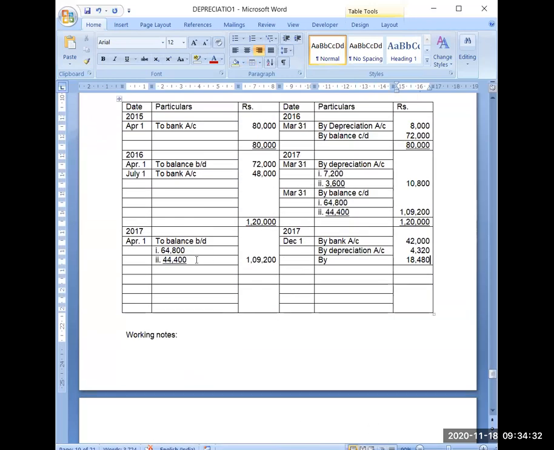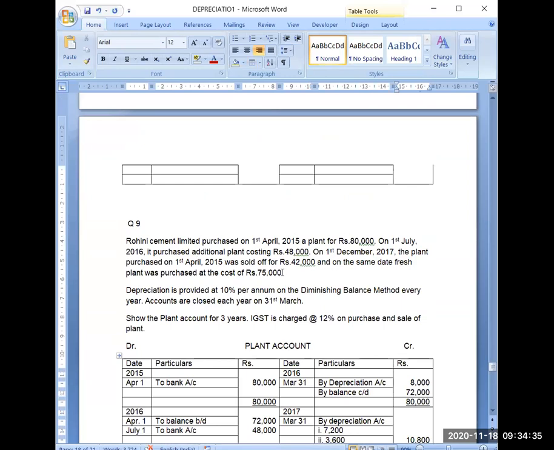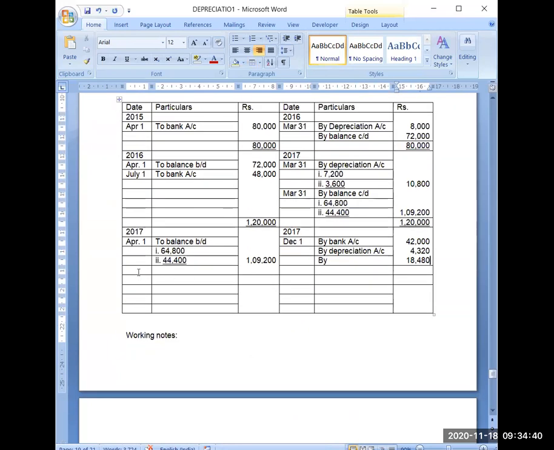Now we have done one more transaction in this year, and on the same date fresh plant was purchased at the cost of rupees 75,000. So we will record a purchase also, December 1 to bank account, 75,000. Now again we have the statement of profit and loss.